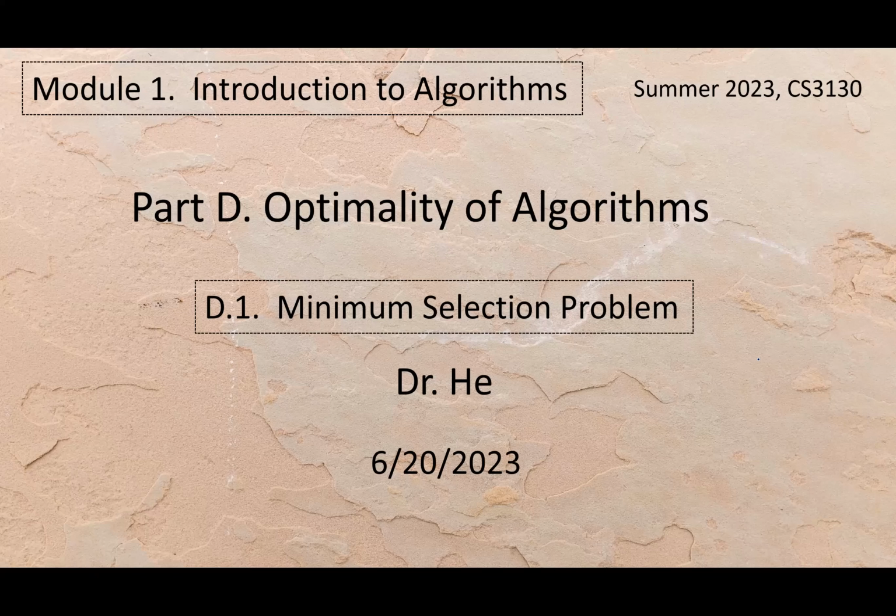Now, part D, optimality of algorithms. Another important concept, optimality. So D.1, minimum selection problem. We learn another basic question type, the selection problem type. Let me describe the selection. Actually, everyone knows the minimum problem, but it's a special case of the selection problem. So later we will study the general selection problem.